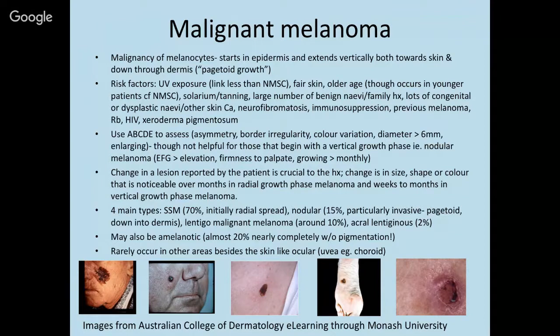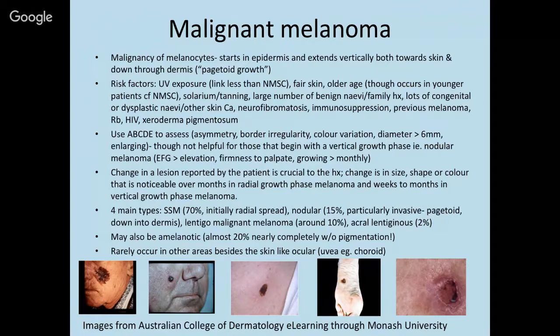The ABCDE mnemonic is used to assess the lesion. So it's more likely to be a melanoma if it's asymmetrical, if the borders are irregular, if there's colour variation, if the diameter is greater than 6 millimeters, or it's enlarging. And always ask the patient if the lesion has changed, and if it is enlarging, always take it seriously.